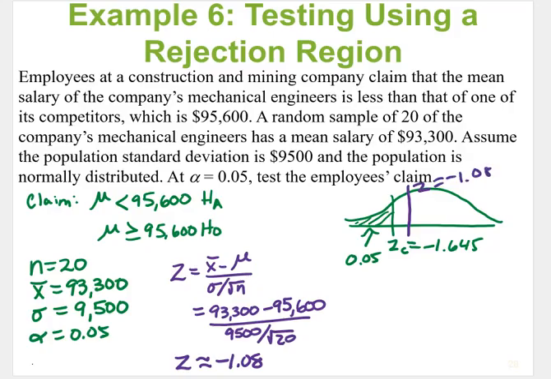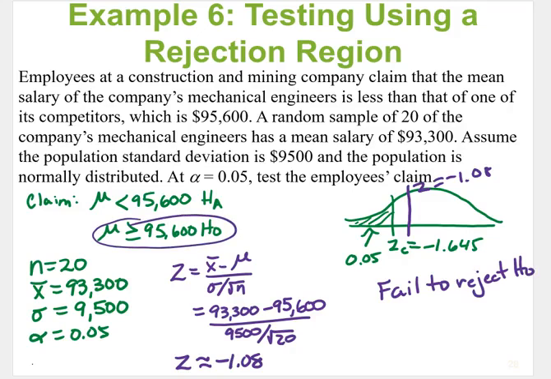So notice the z falls in the non-rejection zone. So we will not reject. We fail to reject the null. So this is my null, and I can't say that it's wrong, so I have to assume that it is correct. I don't have enough evidence to reject that. So if that is the case, then I definitely don't have enough evidence to support my claim. All right, so there is not enough evidence to support.